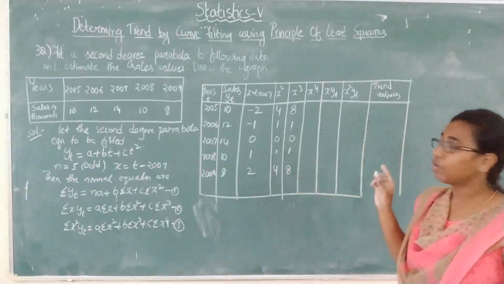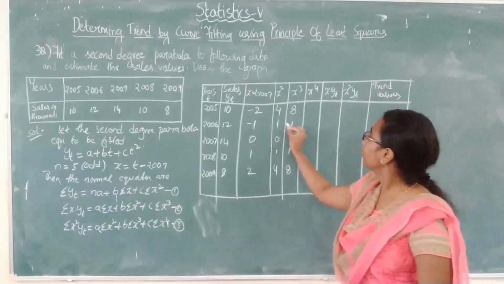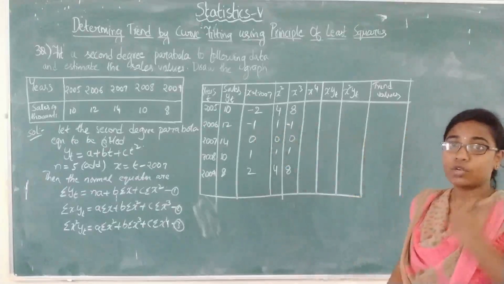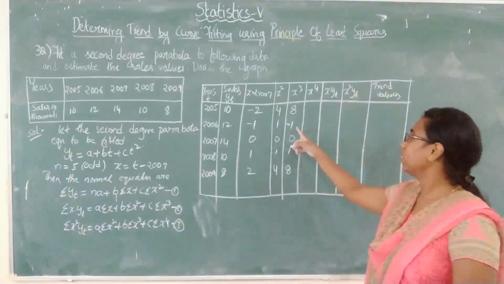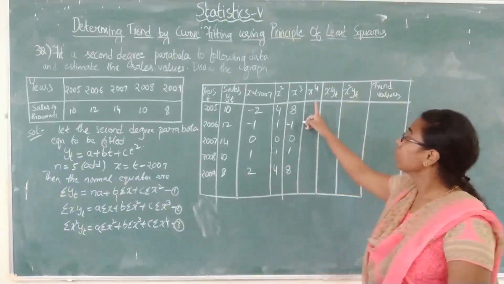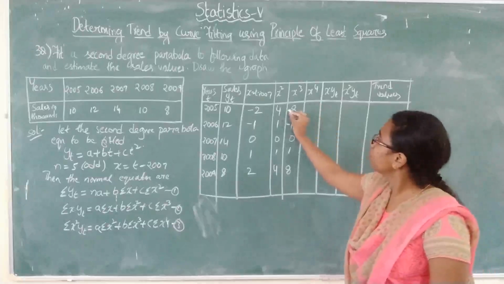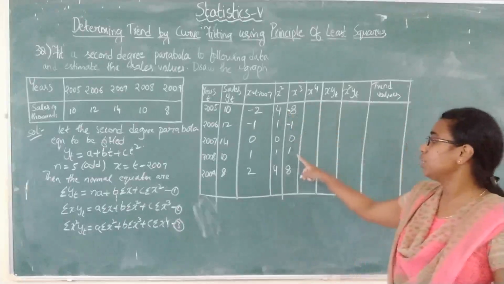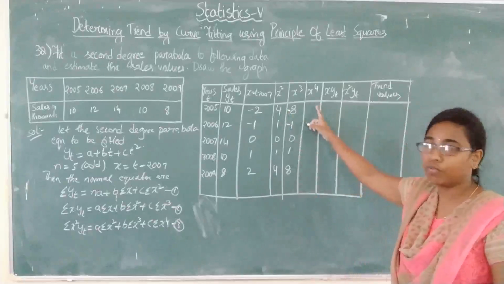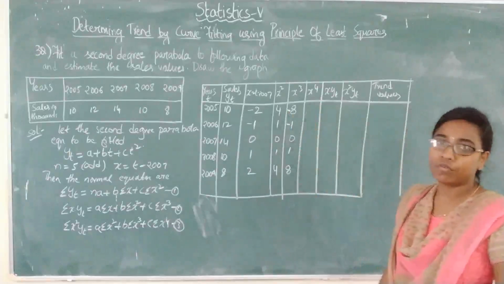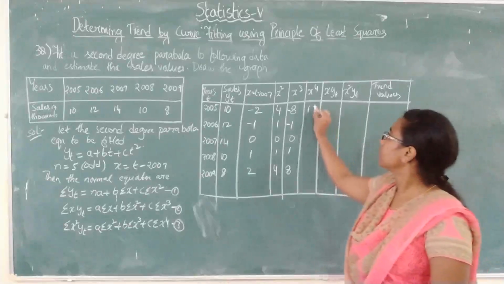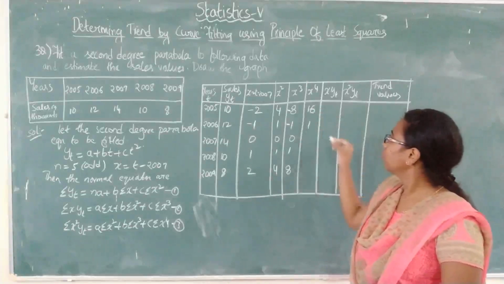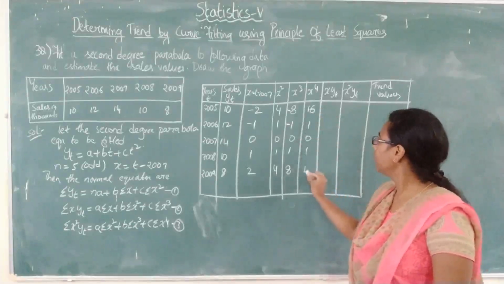Sorry, here minus 2 cube is minus 8 and minus 1 cube is minus 1. If the power is odd, you will get the negative only. So x cube is minus 8, minus 1, 0, 1, 8. Next x power 4, that is 2 power 4, which is 16. 1 power 4 is 1, 0, 1, 16.